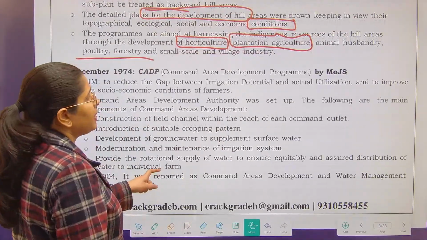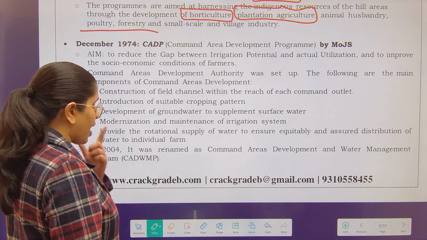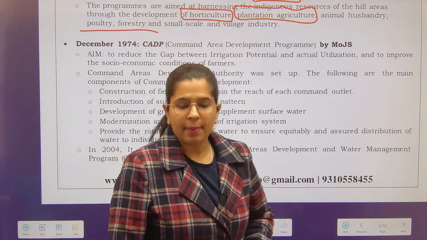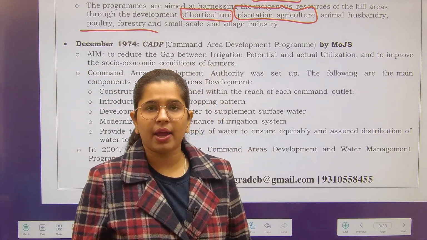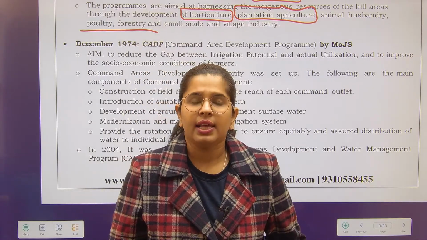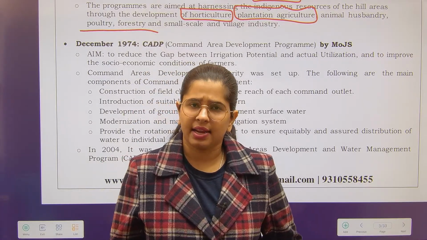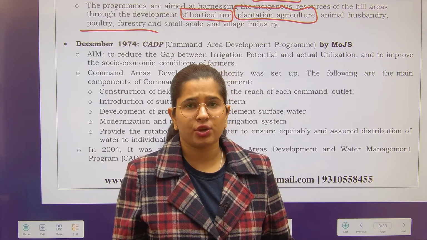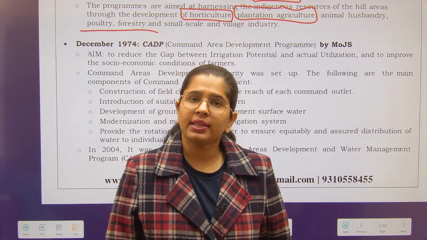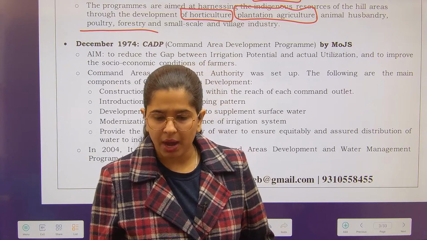Next is CADP, the Command Area Development Program. I have told you what the command area is. Command area is the area nearby your irrigation projects like dams, canals, etc. Whatever your irrigation projects are, the area surrounding that area is known as the command area.